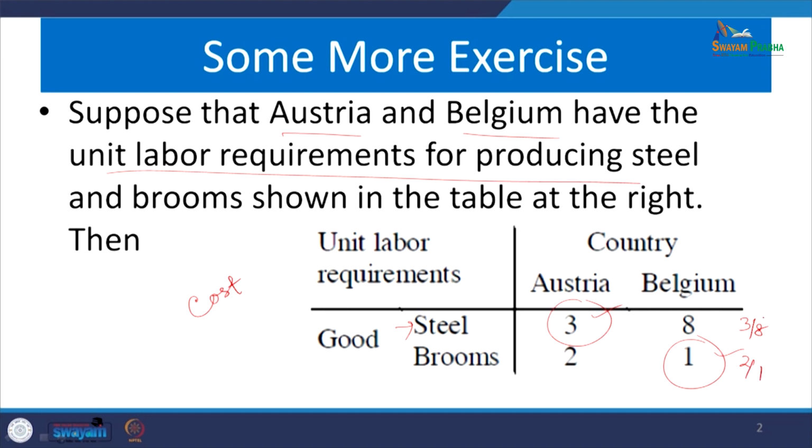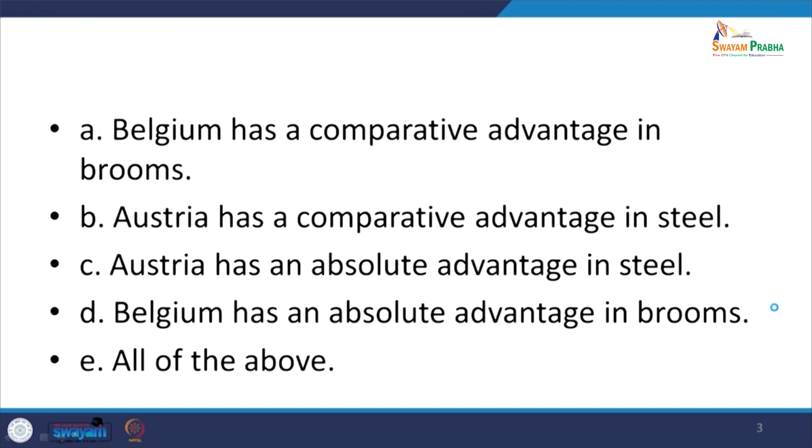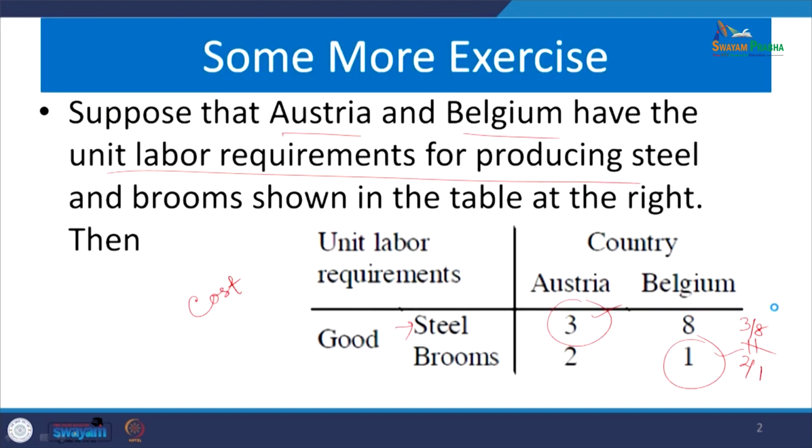Now, 3 upon 8 and 2 upon 1 are not equal for sure. Since relatively they are different, there is another window of international trade due to comparative cost advantage as well. Now, these are the preliminary understandings before going to check your objective question. Now, out of these 5 choices, which will be the right option? Belgium has a comparative advantage in brooms. Let us check. Belgium has a comparative advantage in brooms.